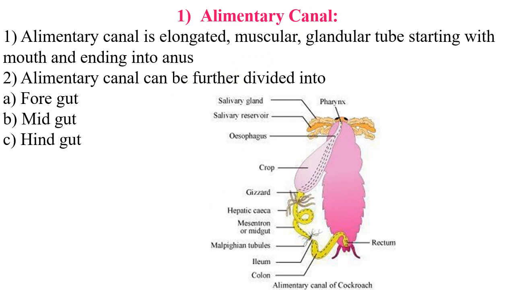Now the alimentary canal is actually an elongated muscular glandular tube starting with the mouth and ending in the anus. The alimentary canal can be further divided into three components: the initial part, that is called the foregut, the middle portion, that is the midgut, and the third component, the end part, that is called the hindgut.